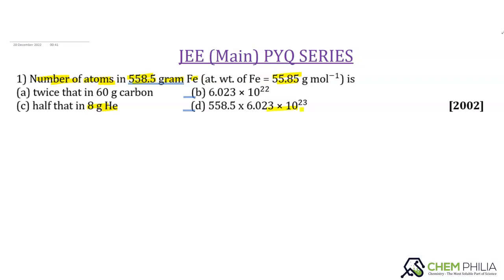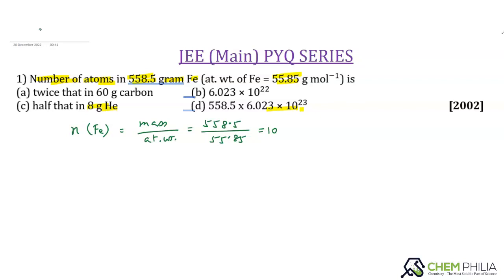So let us see. Now, first of all, let us calculate the number of moles. Now, number of moles is expressed by small n. Number of moles for Fe is mass divided by atomic weight. Now, what is the mass? It's 558.5 gram, right? And the atomic weight is 55.85. So it means the number of moles is 10. Clear? So the number of moles is 10.